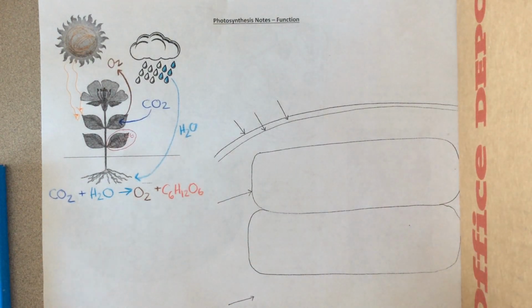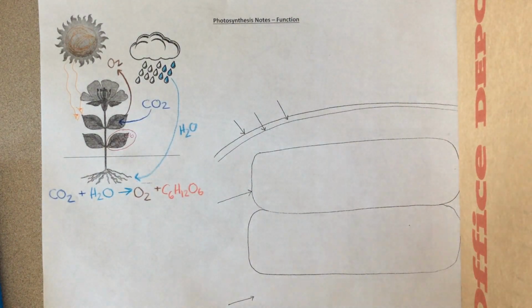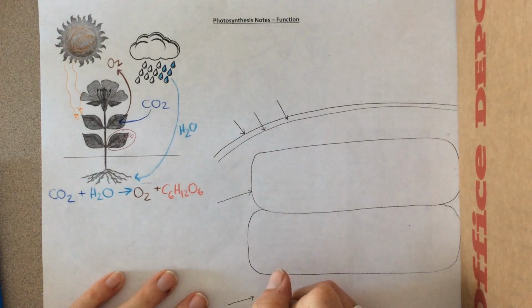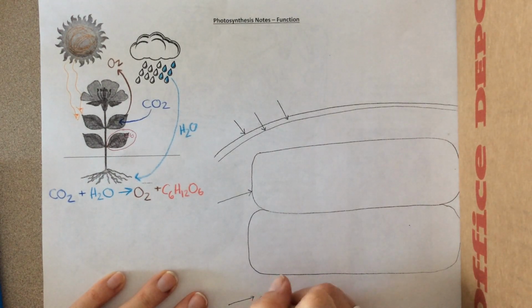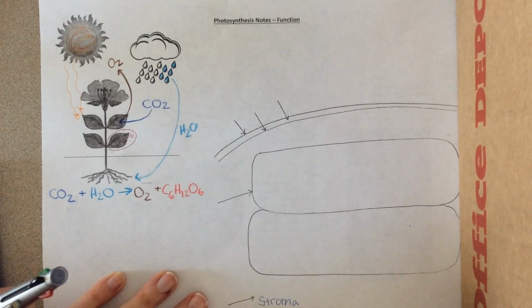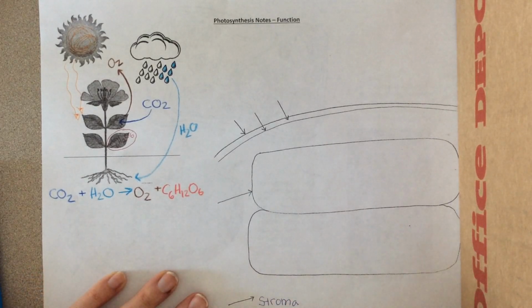So over here is a zoomed in picture of what's going on in the cell. So let's take a look at these different parts here. Hold on, my pen's not working. So first, down here, I'll start here. This is the stroma. This is the space within the chloroplast. That's the most inside spot.